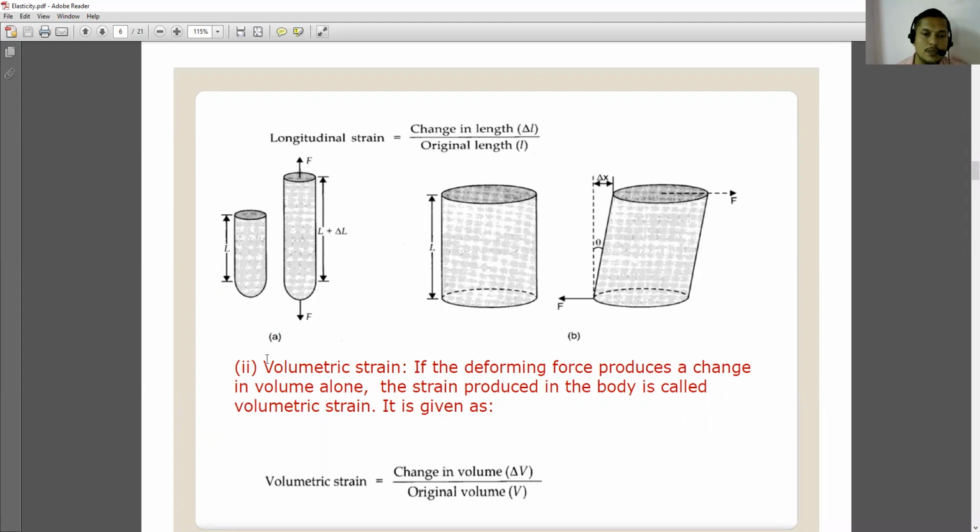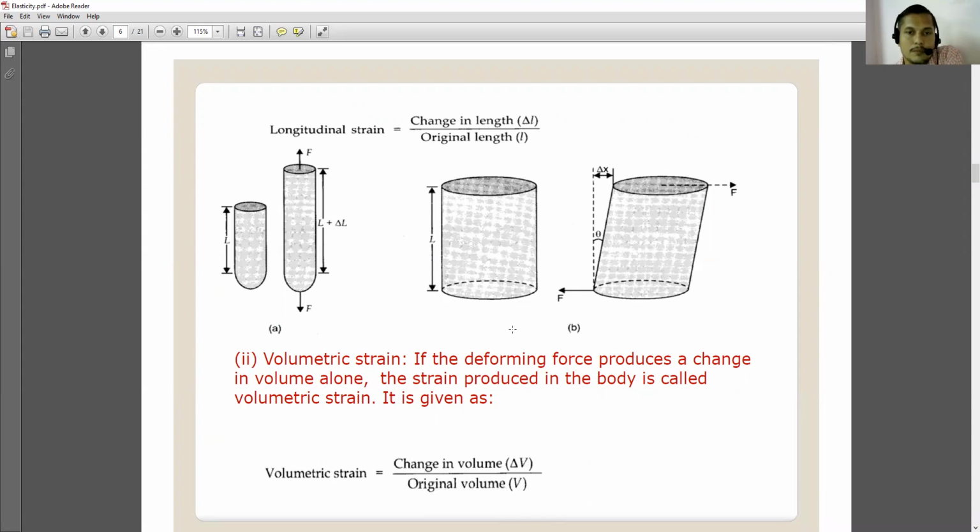So here, in case of volumetric strain, what does it mean? If the deforming force produces a change in volume, then what do we call it? Volume strain, which is nothing but change in volume delta V divided by original volume capital V.